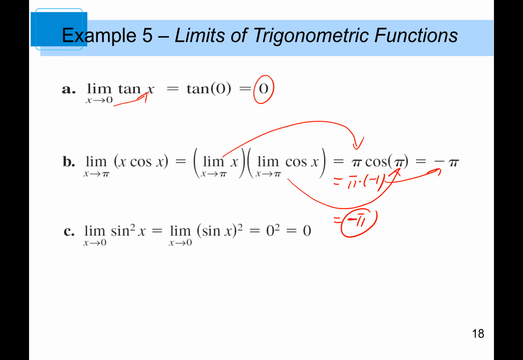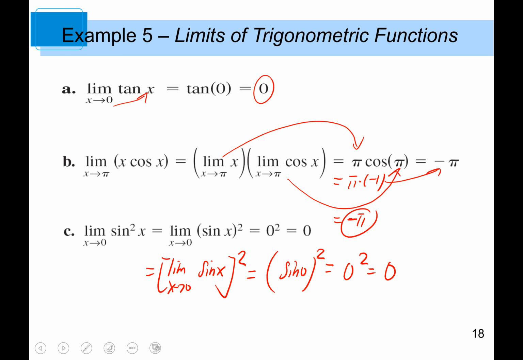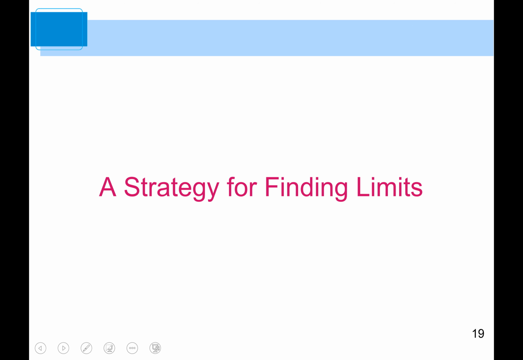So for the limit of sine squared x as x approaches 0, you could just write it as the limit as x approaches 0 of sine x, squared. I think this is probably easier to understand. The limit of sine of x as x approaches 0 becomes sine 0, squared. Sine 0 is 0, and 0 squared becomes 0.